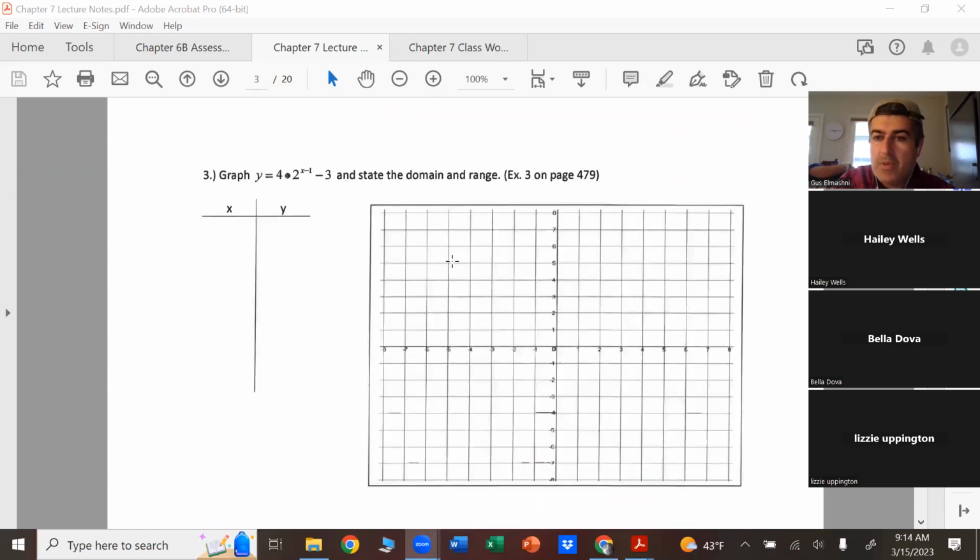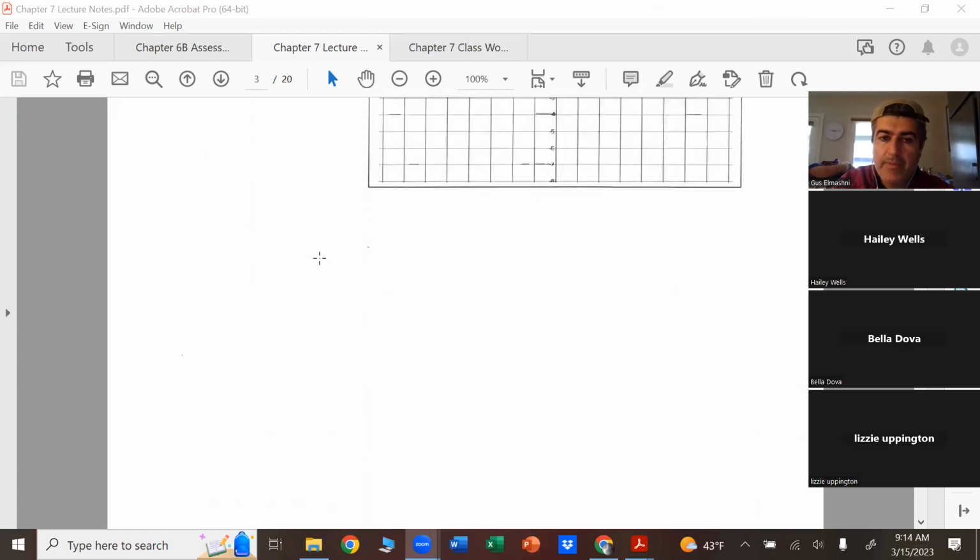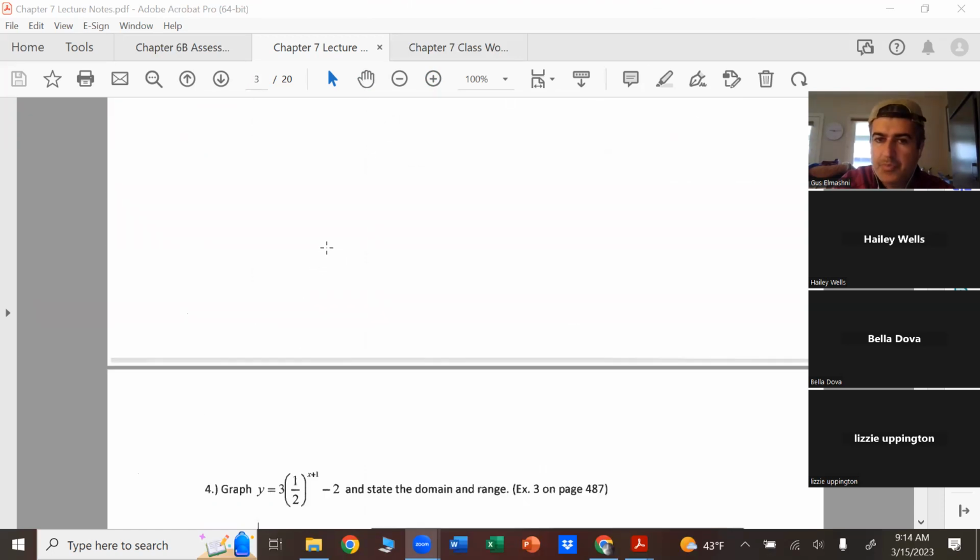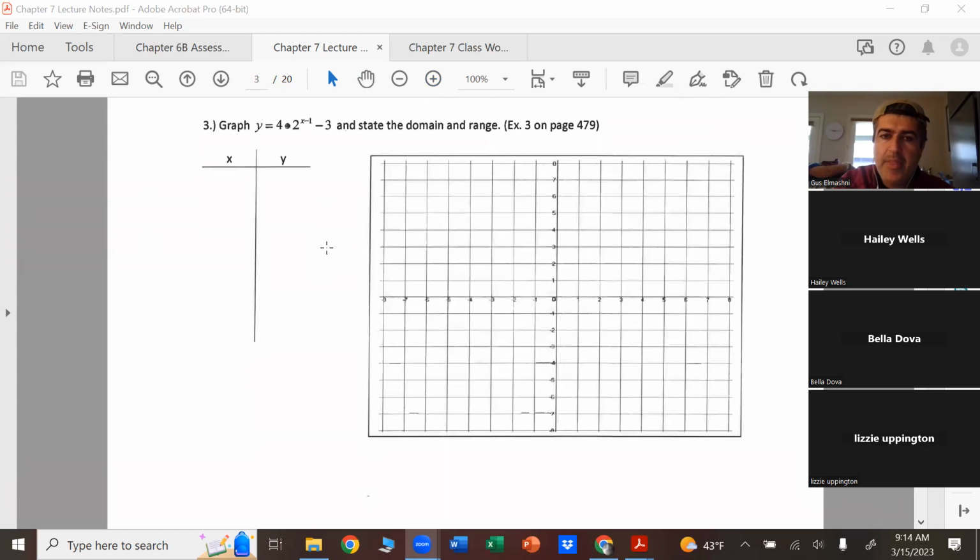Okay, now let's do some stuff with transformations. We'll do a transformation with growth and a transformation with decay. Then we're done with the notes, and then we'll do some classwork.